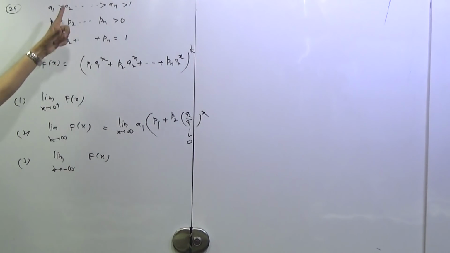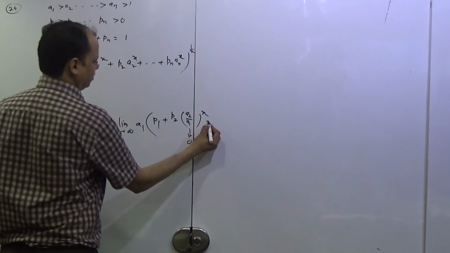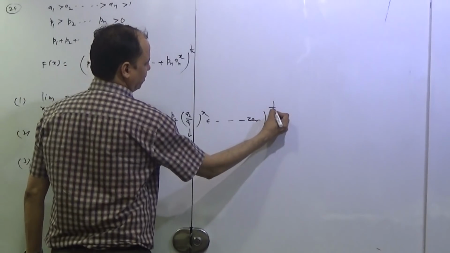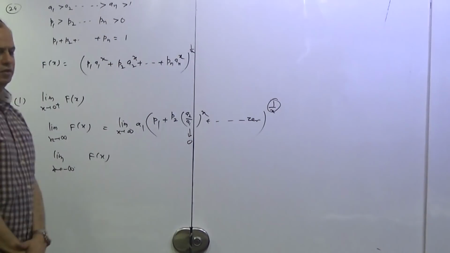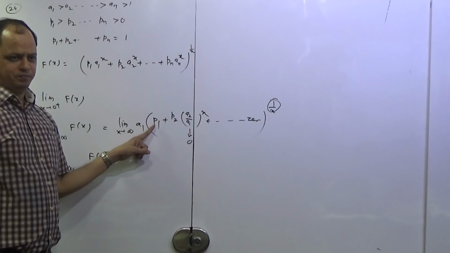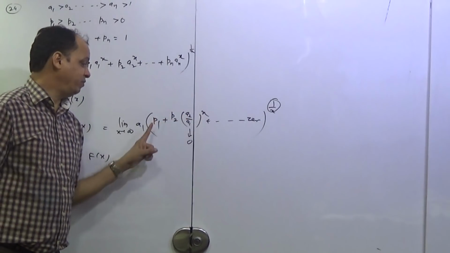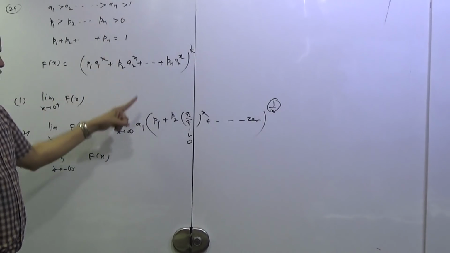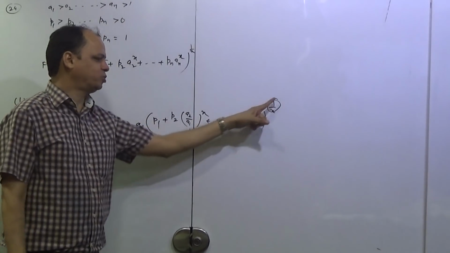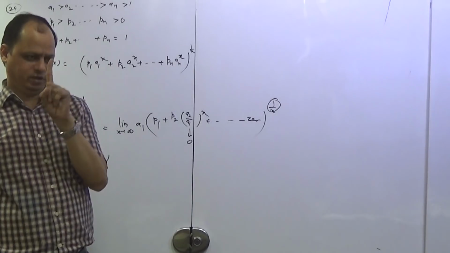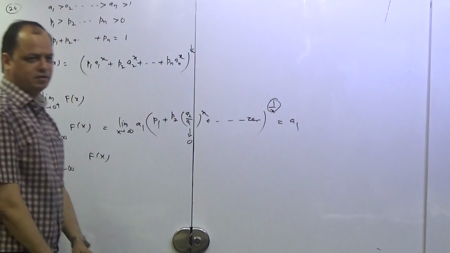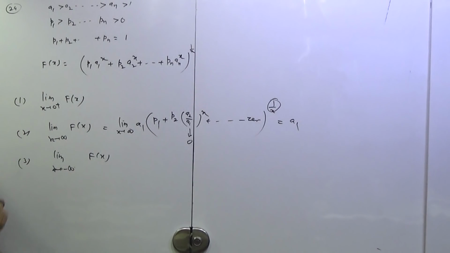Because A2 is less than 1. Just think about the next term. All of the following terms become 0. Raised to power 1 by x, which is also 0. And here P1 is left. P1 raised to power 0, and P1 is not 0. It is given that P1 is greater than 0. So some positive number raised to power 0 is 1. So what is the final answer for this? A1. Yes, sir.